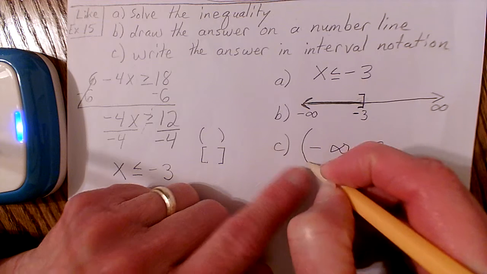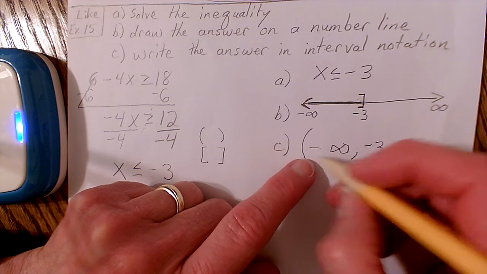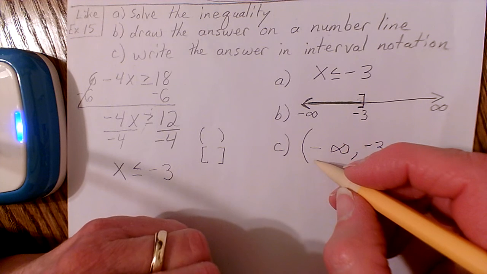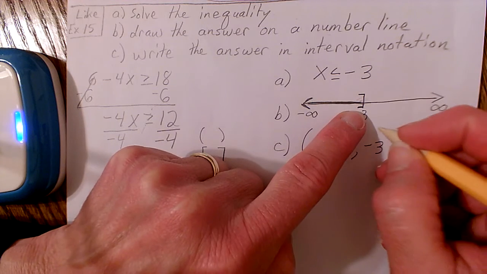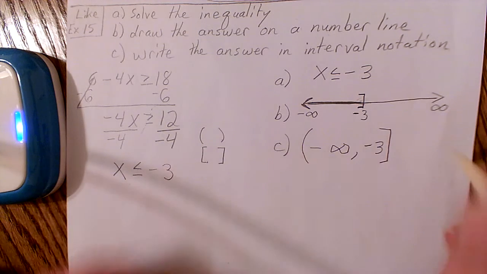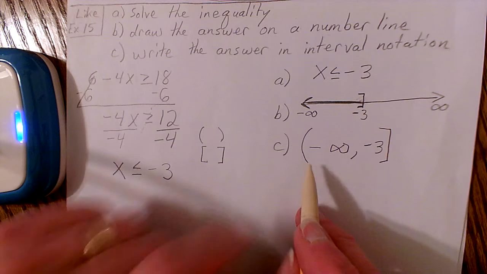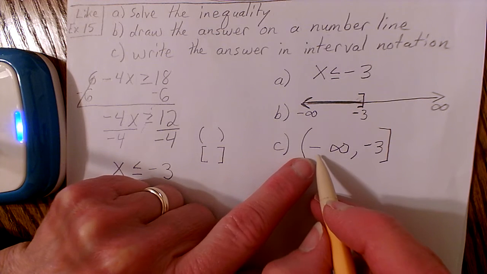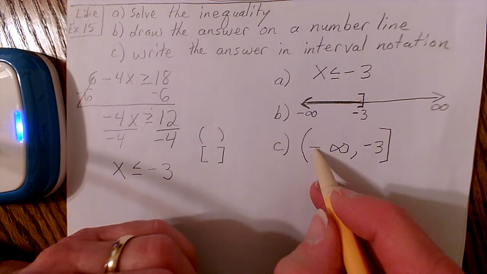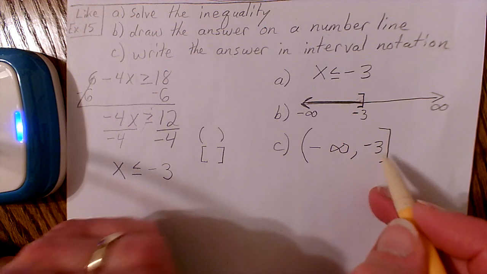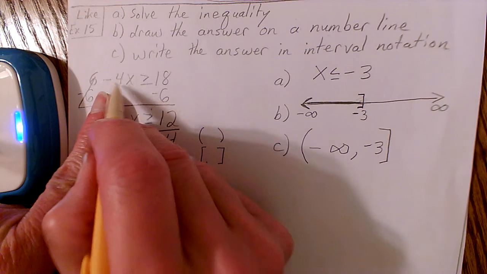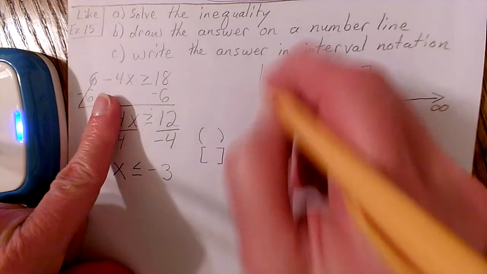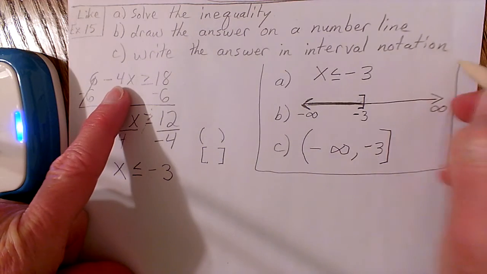So I'm going to put a parenthesis at negative infinity because we always use parentheses for infinity. And then I'm going to put this same symbol, the bracket, over here at negative 3. So this lets somebody know that they can choose any number that's between negative infinity and negative 3, and they can even choose negative 3 if they want to, and it would make this statement true over here.